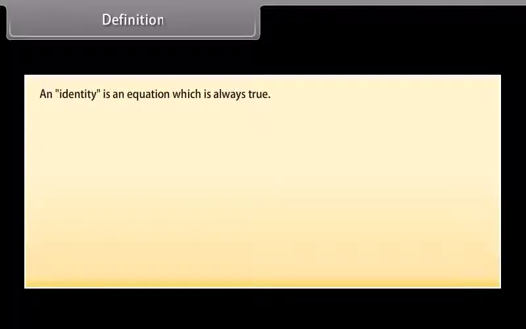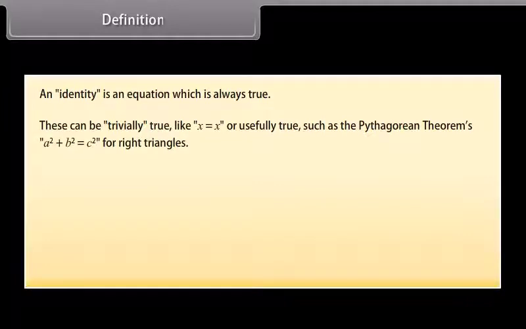Definition. An identity is an equation which is always true. These can be trivially true, like x is equal to x, or usefully true, such as the Pythagorean theorem a square plus b square is equal to c square for right triangles.